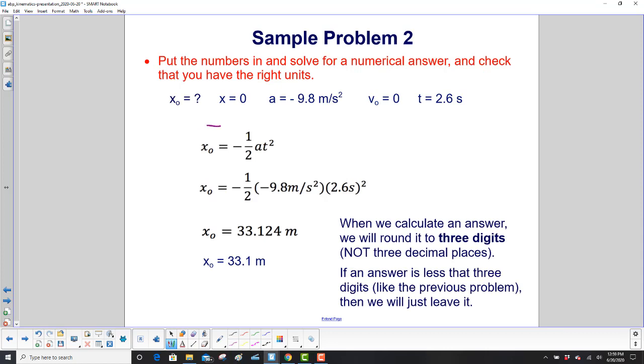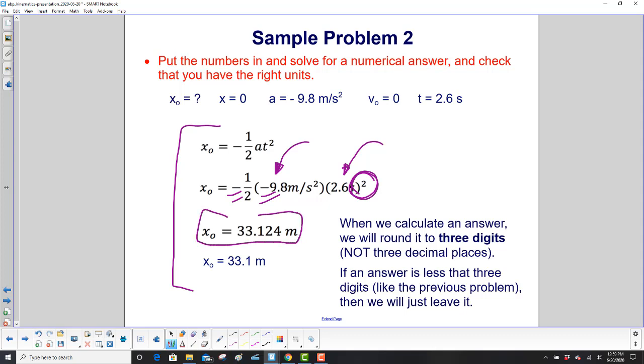Finally, we're ready to put the numbers in. So we have minus 1/2 times negative 9.8 meters per second squared because it's accelerating down. And here's our time. One of the most common mistakes on this particular problem is forgetting to square the time. So please square the time. And what's cool here is the negatives will cancel out, so we'll be left with a positive height.